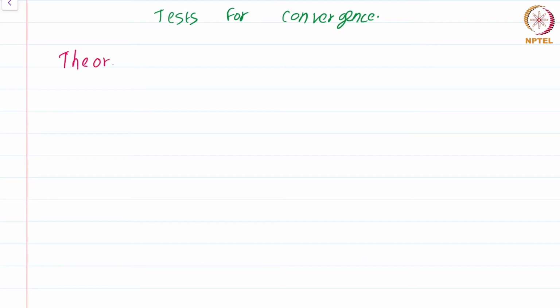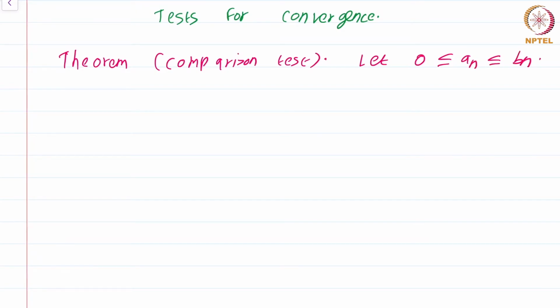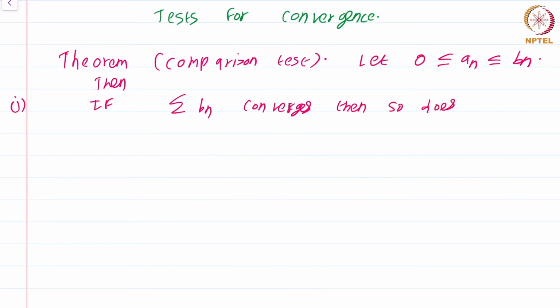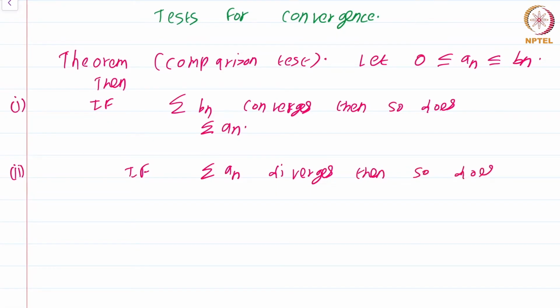Theorem, comparison test. Let 0 less than or equal to an less than or equal to bn. Then, part 1: if summation bn converges, then so does summation an. Part 2: if summation an diverges, then so does summation bn. The proof of part 2 is fairly easy, so I will just prove part 1.